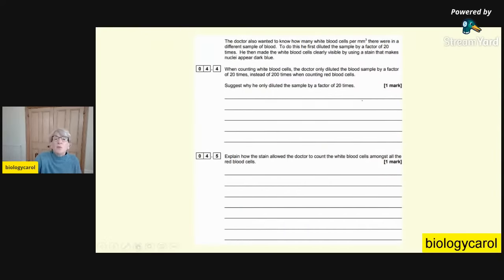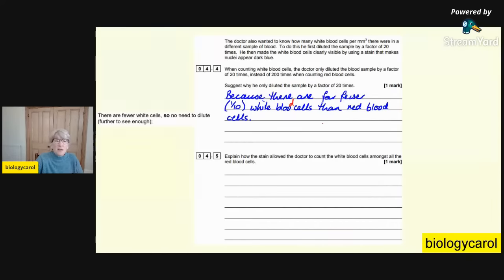The doctor also wanted to know how many white blood cells per millimeter cubed there were in a different sample. He diluted a sample by a factor of 20. Oh, different to red blood cells. He then made the white blood cells clearly visible by using a stain that stains the nucleus. Suggest why he only diluted the sample by a factor of 20. And I just put, because there are far fewer white blood cells than red blood cells. In fact, there's approximately a 10th less because the dilution is a 10th less.